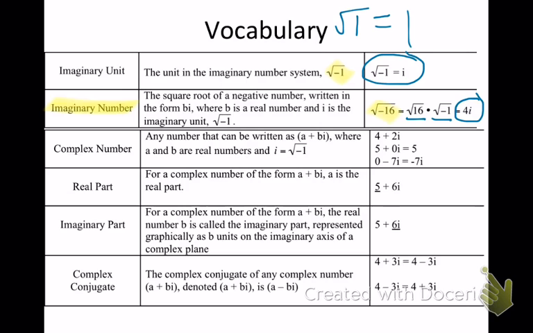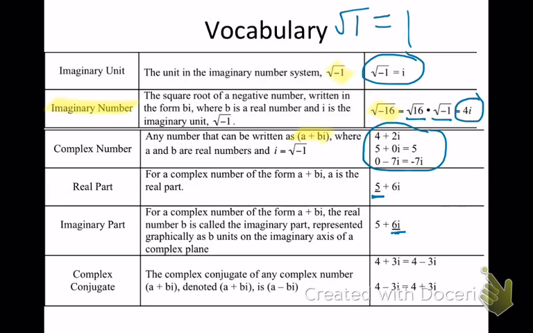A complex number. A complex number is a number that can be written in the form a plus bi. Basically, it's going to have a real part and it's going to have an imaginary part. Okay, where a and b are real numbers and i equals the square root of negative 1. And here are examples of that. 4 plus 2i, 5 plus 0i, 0 minus 7i. All of those are examples of complex numbers. And then again, I have my real part, and then I have the imaginary part. Real part is the real number. Imaginary part has the i in that part.